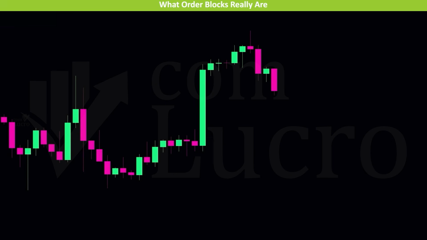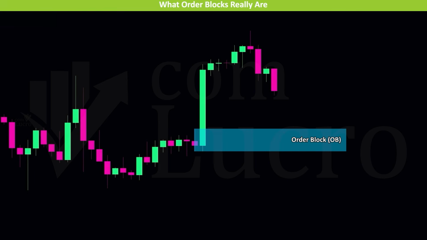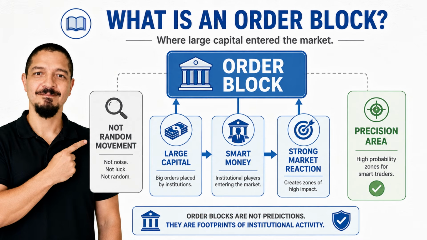To begin, let us clarify what an order block actually is. An order block represents a specific area on the chart where a large amount of capital entered the market, usually from big banks or major institutions, often referred to as smart money. Because these participants operate with significant size, their activity tends to produce strong and visible price movements.